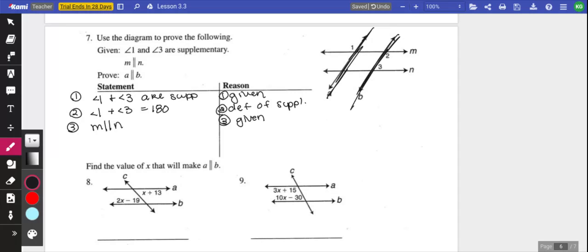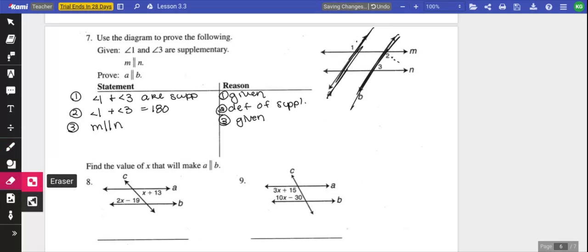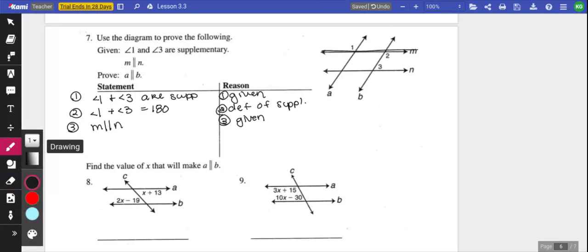Well, I could only do that if I could show something about angle 1 and angle 2. So I already have angle 1 and angle 3 added in, and I have to somehow incorporate angle 2. Since they told me these are parallel lines, now I can say that angle 2 plus angle 3 equals 180 because they are consecutive angles.